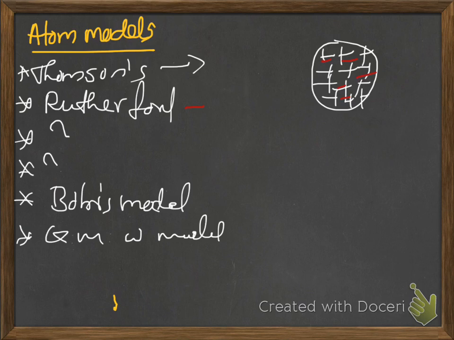The second one was that electrons are revolving around the nucleus through a circular path.